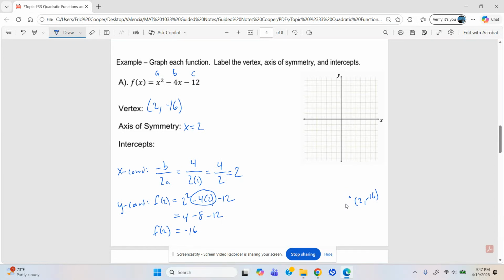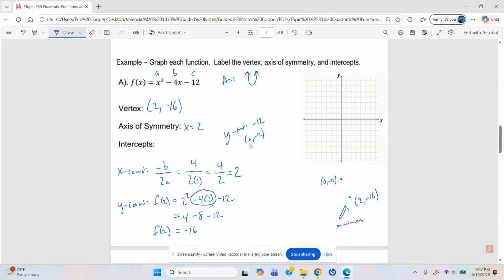And as a reminder, this will end up being the minimum value. Why will this be the minimum value? Because again here, a is equal to 1, so we expect it to open upward going this way. For the intercepts, for the y-intercept, we've got c at negative 12. So we'll go to 0, negative 12, and graph this point. Again, this goes off this graph, so we'll call this point about right here, 0, negative 12.